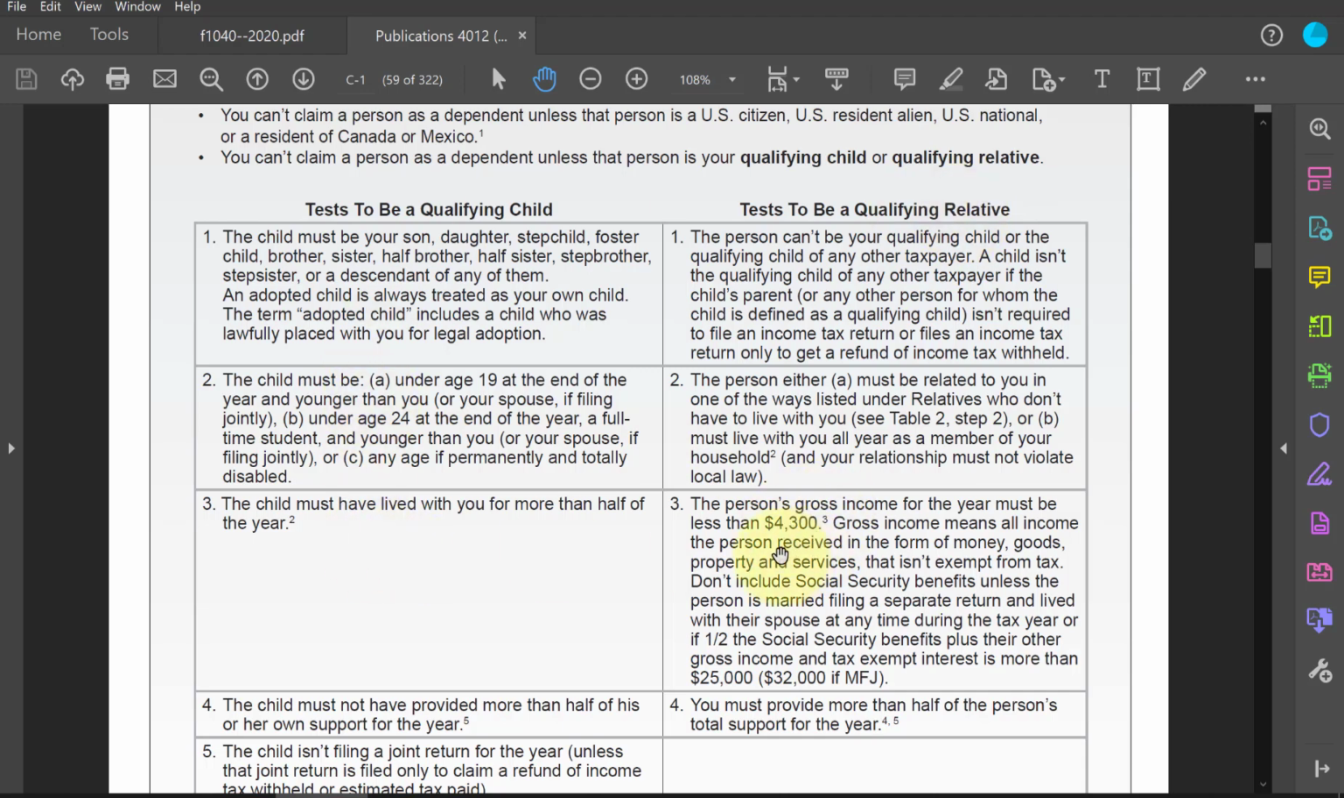Here you can see there's an income test for qualifying relative. There is no income test for qualifying child. This child could make lots of money, but if your qualifying relative makes $4,300 or more, you're disqualified from being a qualifying relative. Keeping in mind this $4,300 is income subject to tax. So if our taxpayer receives tax-free income, many times Social Security will be tax-free, you don't count it toward this $4,300 limit.